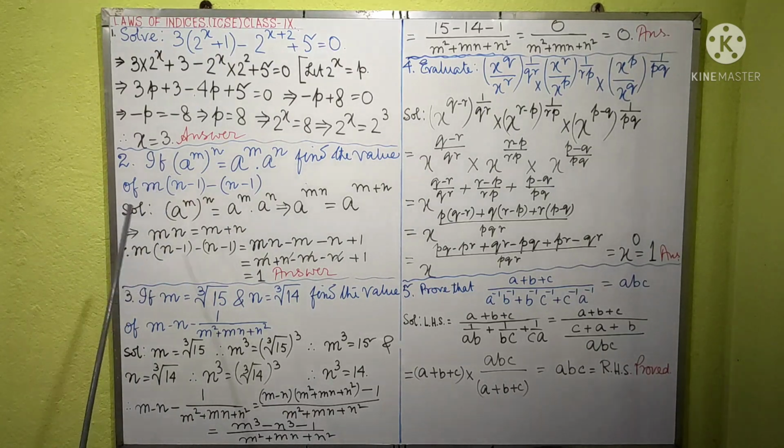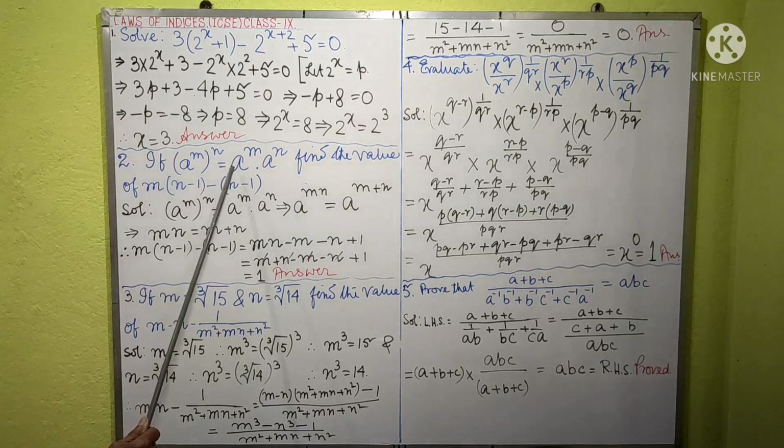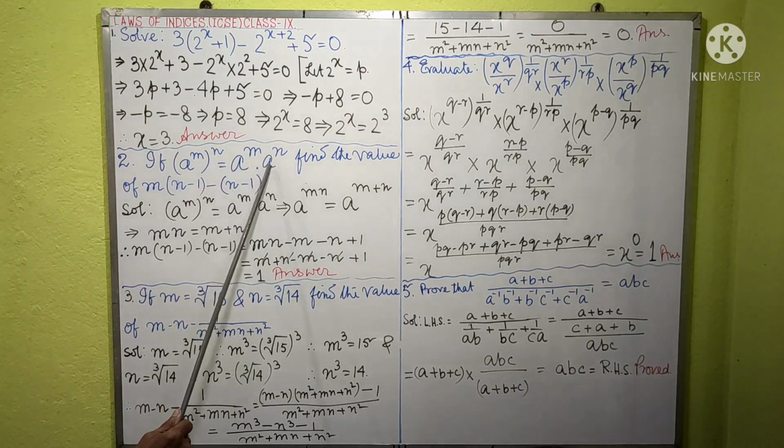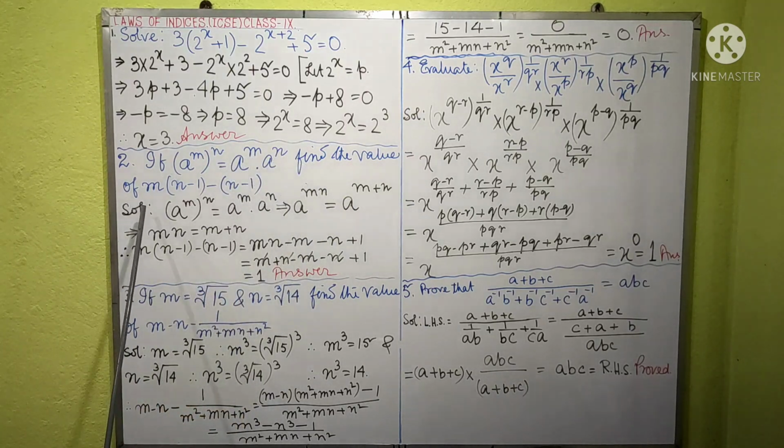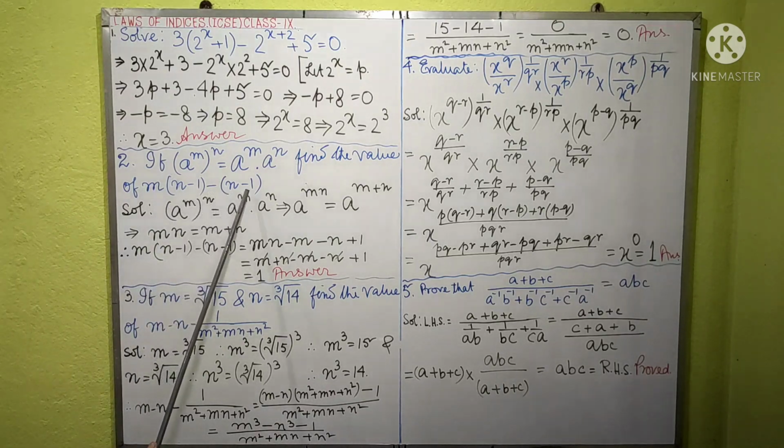This is the answer. Question number 2. If a to the power m to the power n equal to a to the power m into a to the power n, find the value of m into n minus 1 minus n minus 1.